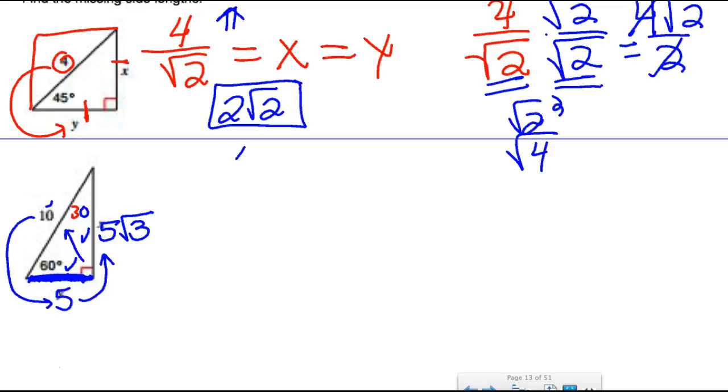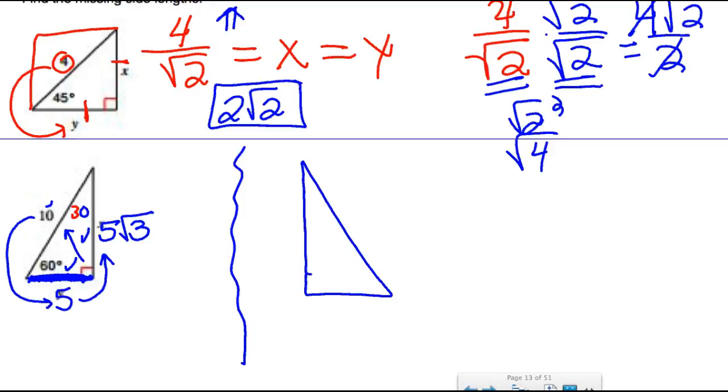I'm going to give you another one of those. So let me put another 30, 60, 90 on here. And let's suppose for this one, this is 30, the smallest angle, and 60. Let's suppose I gave you the short side and I said, hey, guess what?